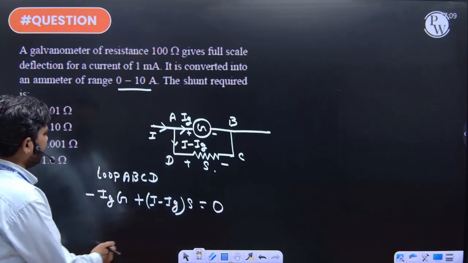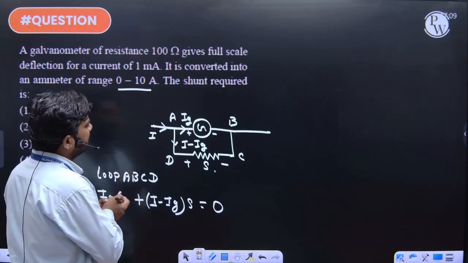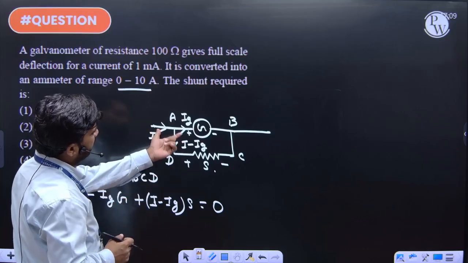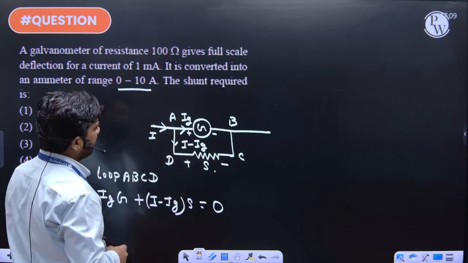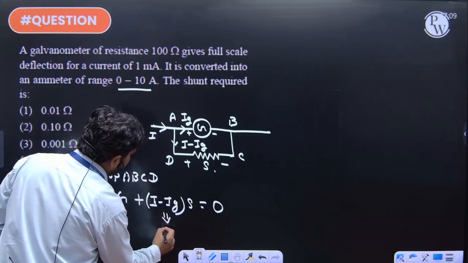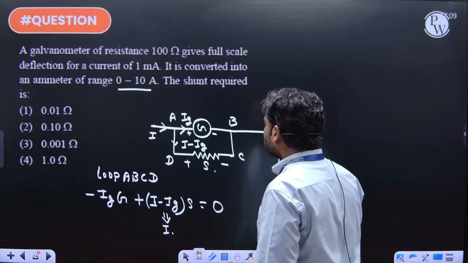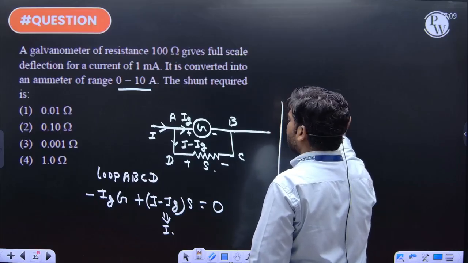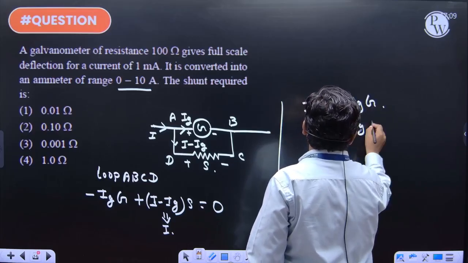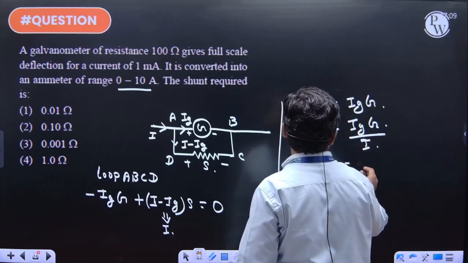Can I say this I minus Ig is approximately I only, because the shunt value is very small? The maximum current will flow through this one only. So from here, I into S is equal to Ig into capital G. So what is your shunt? Ig into capital G divided by I. What is I? 10 ampere. Ig is how much?